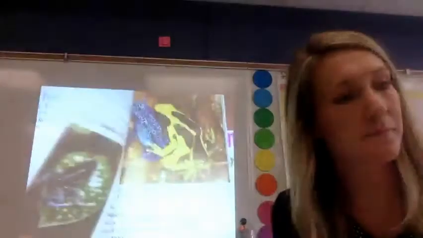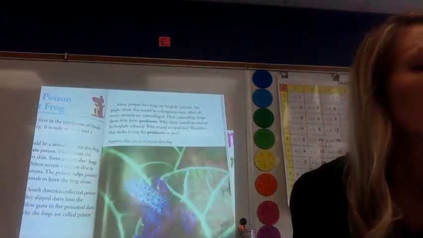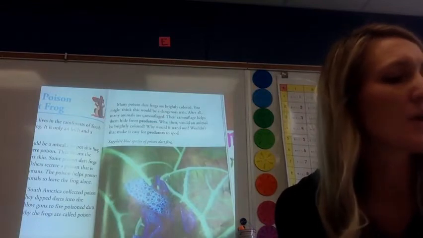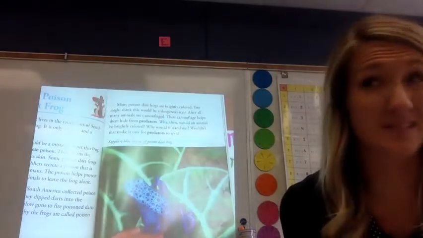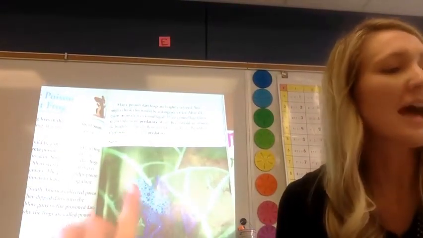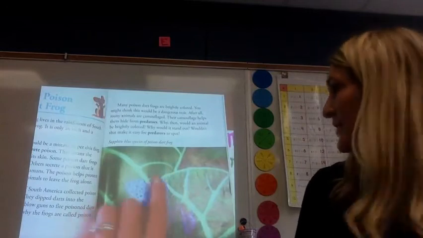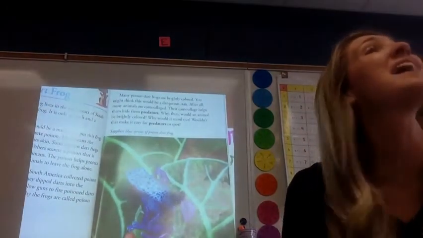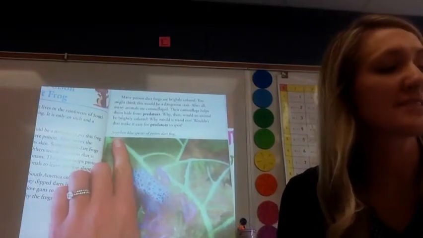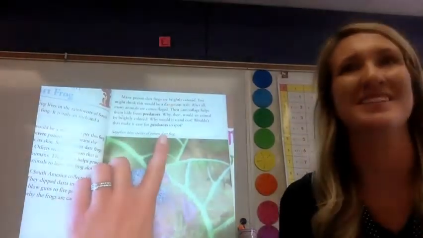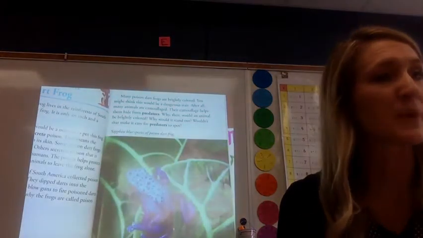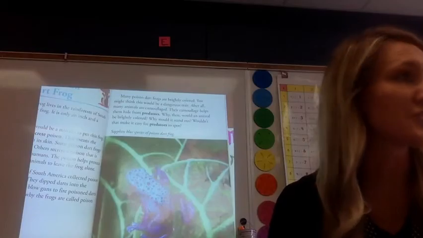Why then would an animal be brightly colored? Why would it stand out? Wouldn't that make it easier for predators to spot? Maybe that's what they want. Maybe that's what Griffin's thinking, right? And this right here is an example of what text feature? Picture caption. And our caption says sapphire blue species of the poison dart frog. Go ahead and take a moment. We're going to do a pause point. Take a moment to add any information to your chart that you can.